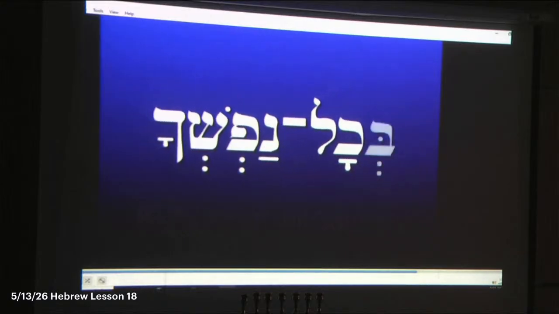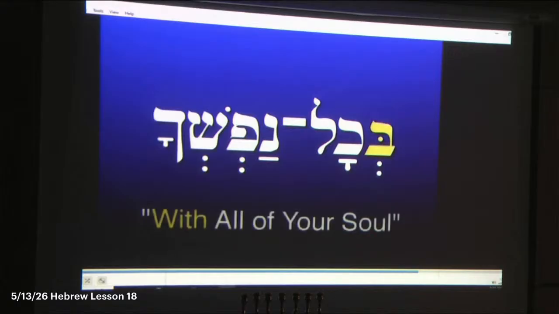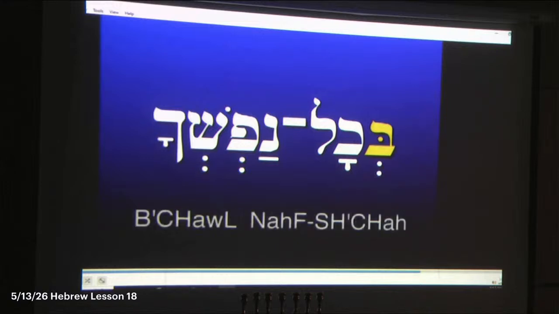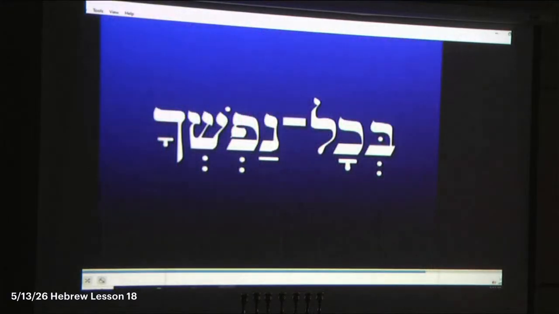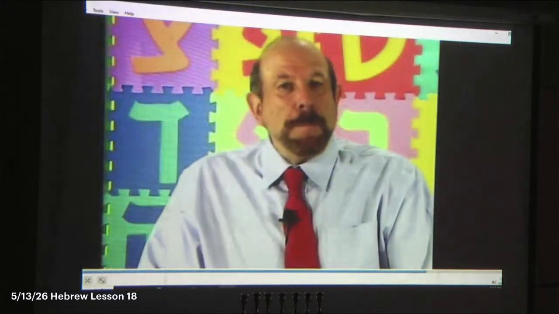If you add the bet in front of it, with the pronounced shva, it becomes "with all your soul," and the dot comes out of the kaf, and the phrase becomes "b'chol nafshecha," a very well-known phrase because it's part of the V'ahavta prayer, the prayer that says, "You shall love the Lord your God with all your heart, b'chol levavcha, with all your soul, b'chol nafshecha, and with all your might, b'chol me'odecha."